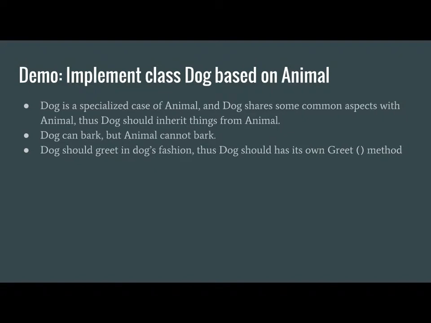So I want to show you how you can actually use inheritance in your code. In this case, we're going to derive a class, dog, based on a class that we have already implemented, which is animal. We want dog to be a little bit different from animal. Therefore, dog should be able to bark. Not all animals can bark, but dog can bark. Dog should greet in dog's fashion. It's something made up, so dog should have a little bit different greet method from animals. So what does it look like in the code?